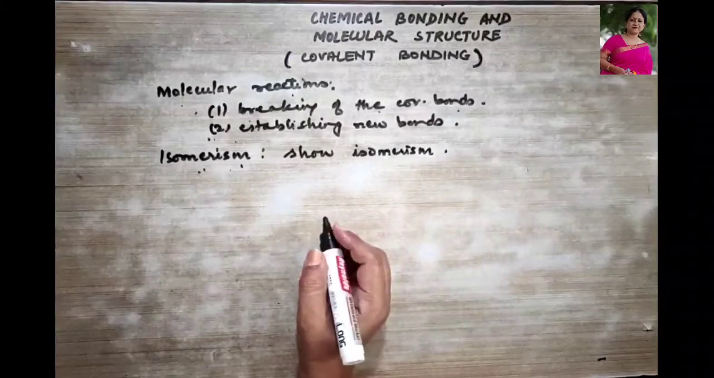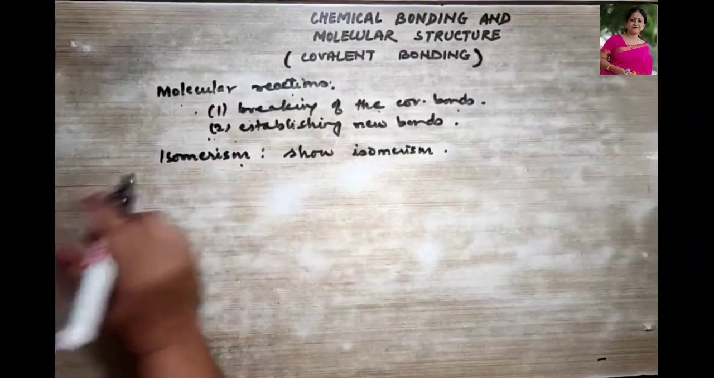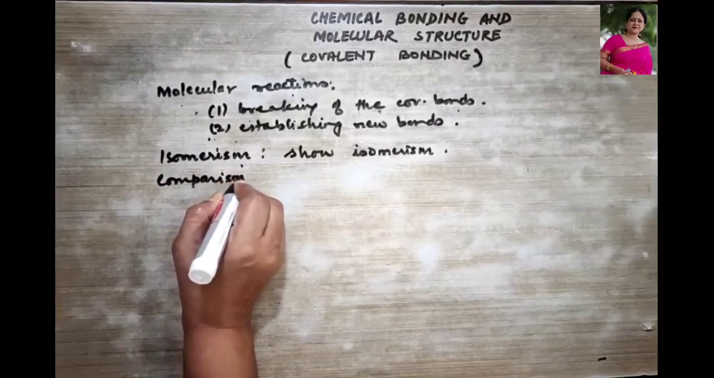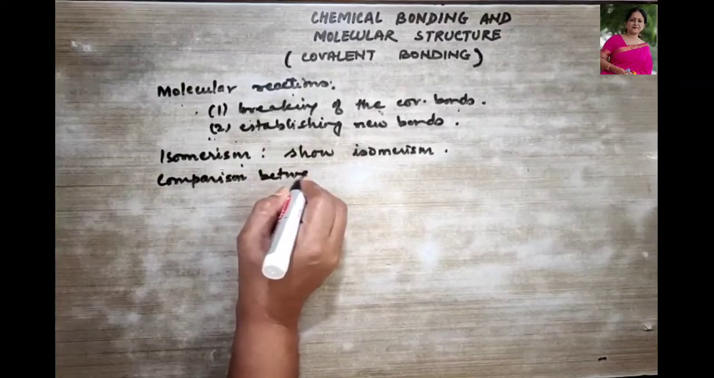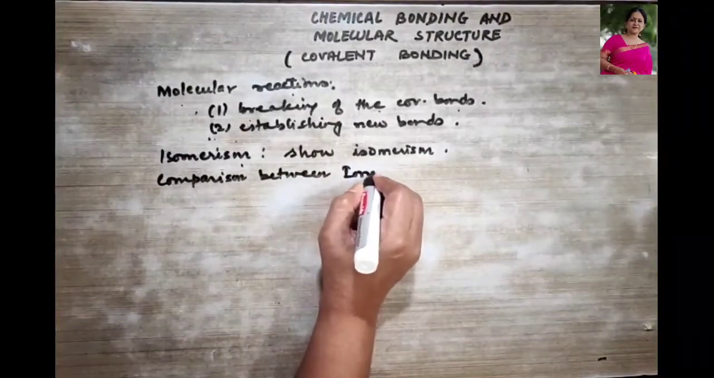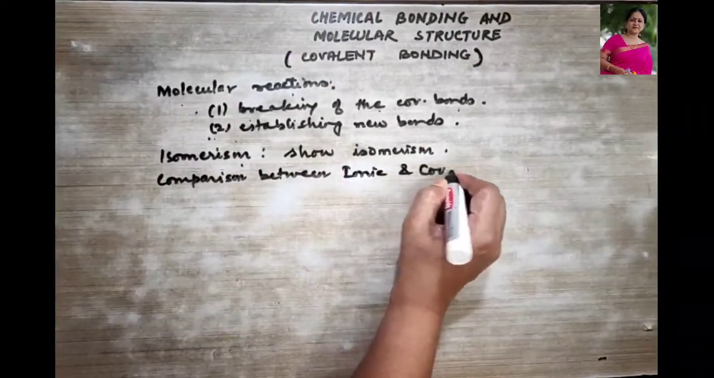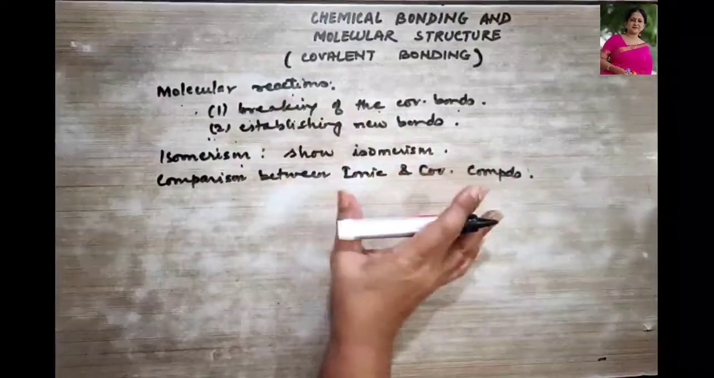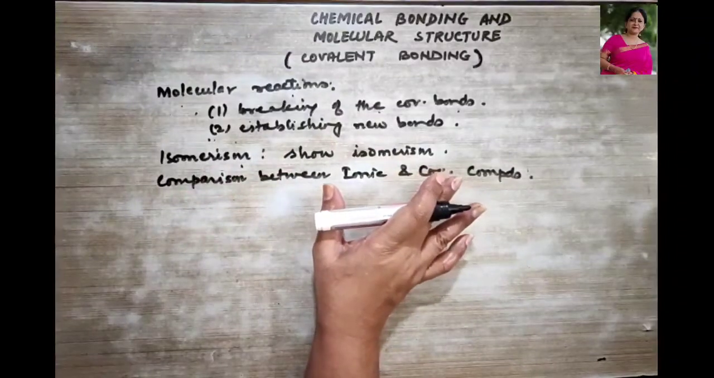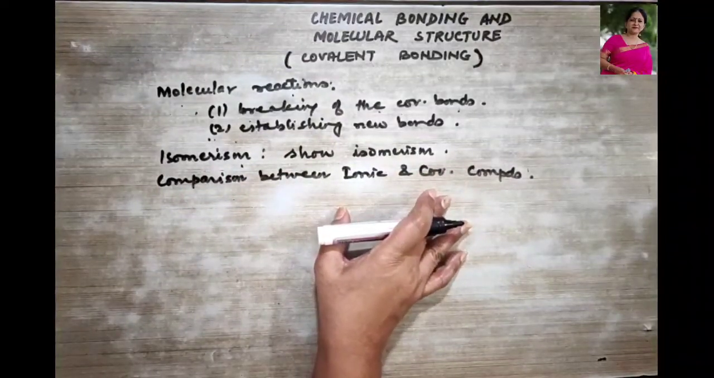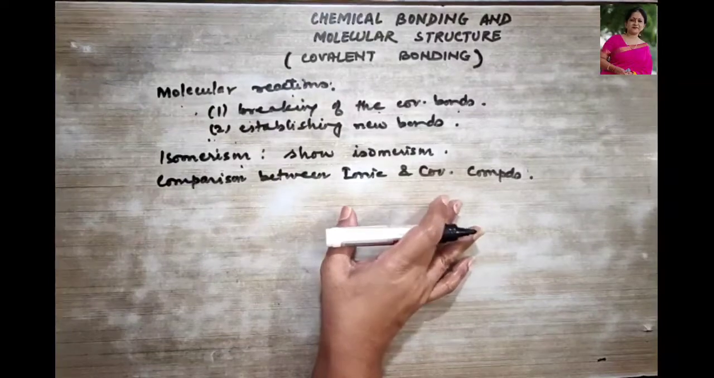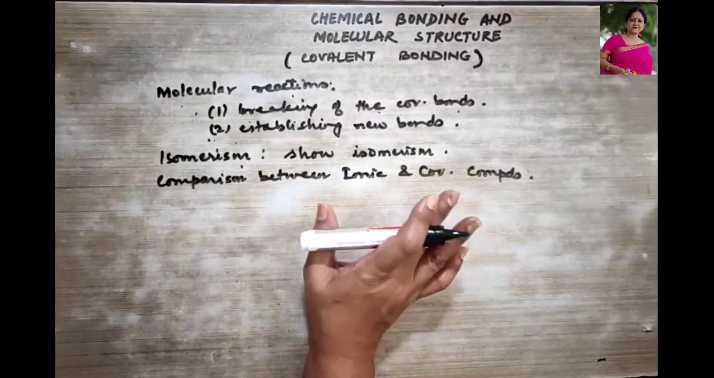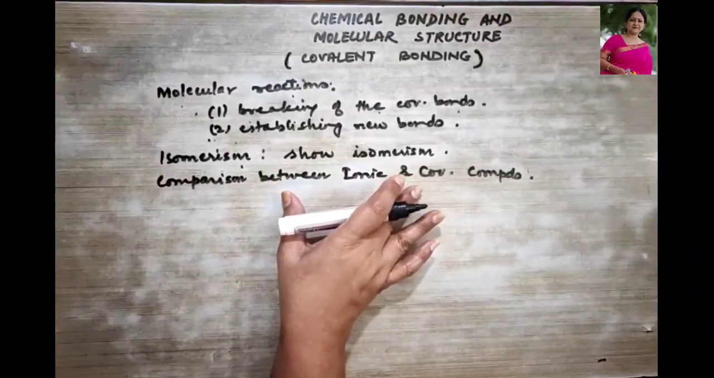Right? Now I'm going to discuss the comparison between ionic and covalent compounds. Let us understand. Till now we have discussed so many points. Let's put all these points together to understand the difference between ionic and covalent compounds. So hear it carefully because I'm not writing it down.